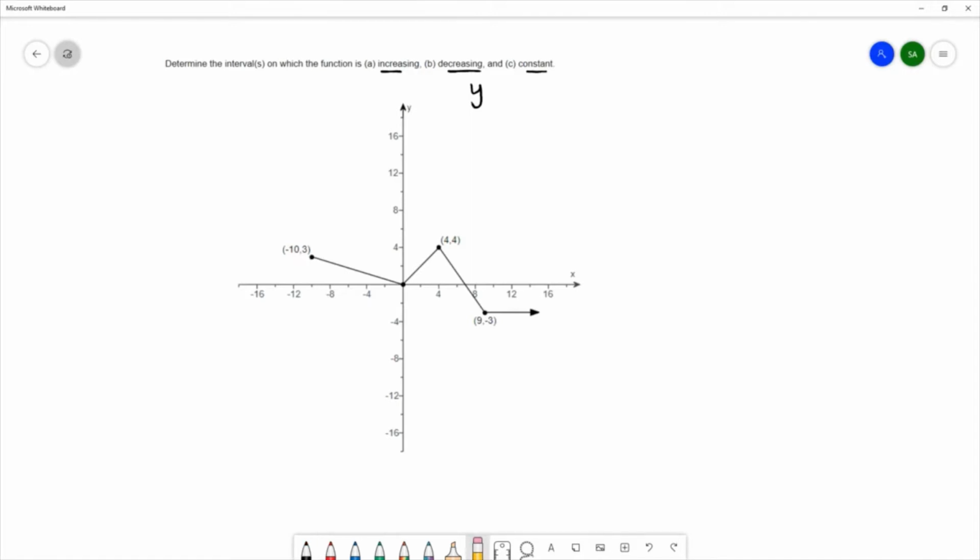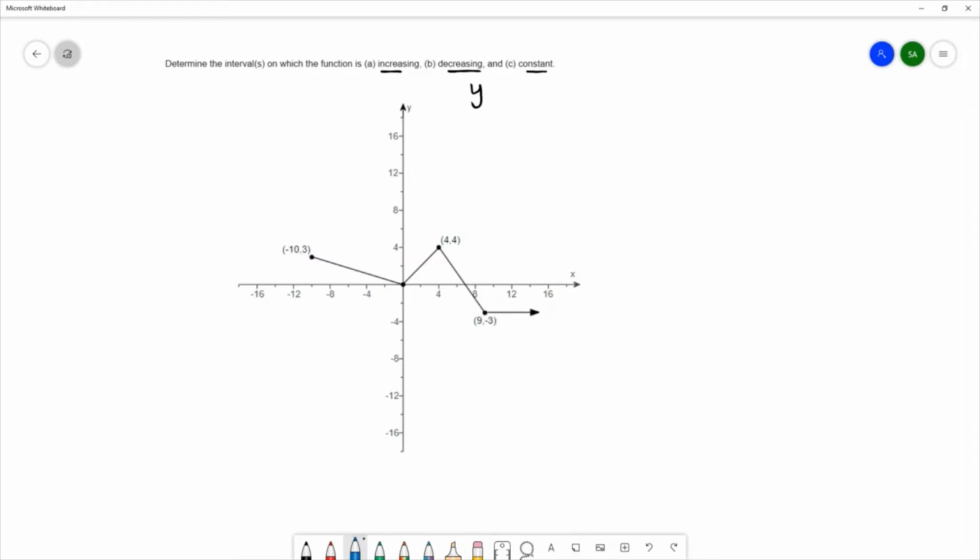left to right. So starting at the leftmost part, the reason why we're going from left to right is because on the number line that's smallest to largest. We want to write our intervals smallest to largest. So as we go from left to right, we can see that the y values are decreasing along this section, increasing along this section, decreasing along this section, and the y values are constant along this section.